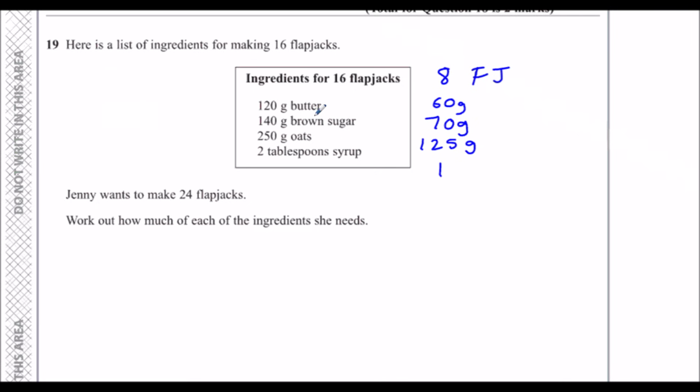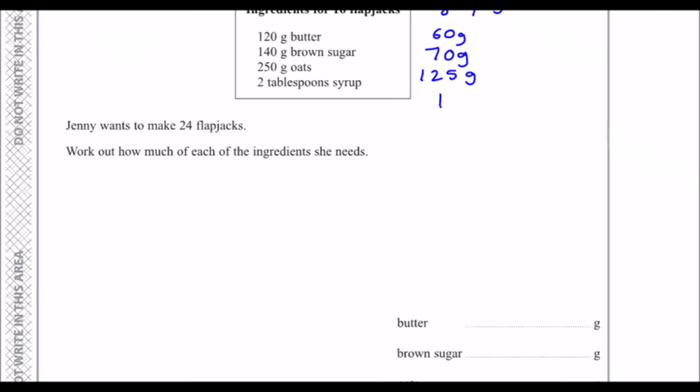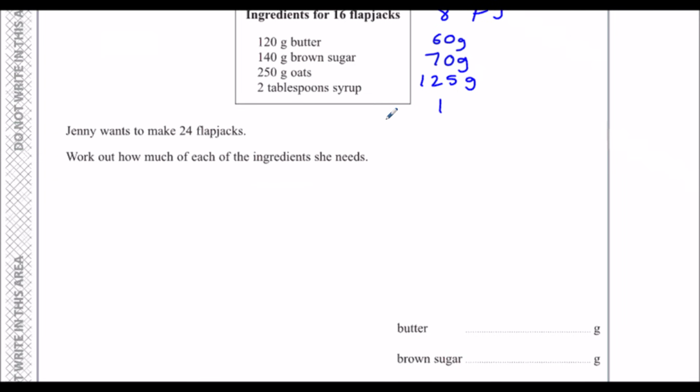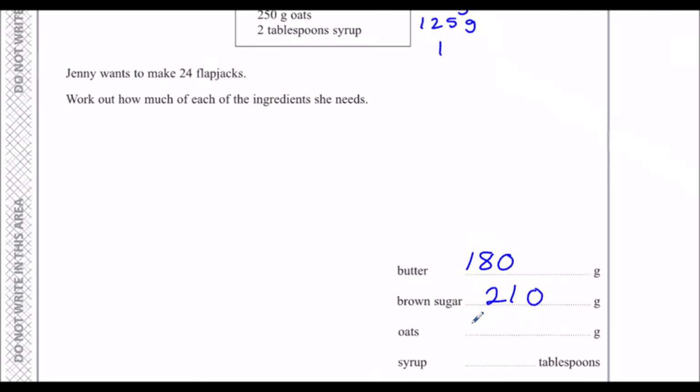So for butter, we've got 120 plus 60, that's 180 grams. Brown sugar, 140 plus 70, that's 210. Oats, 250 plus 125, 375. And syrup, 2 and 1 makes 3.